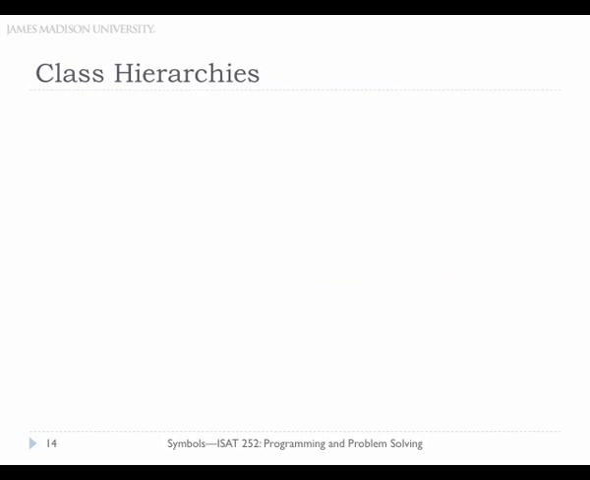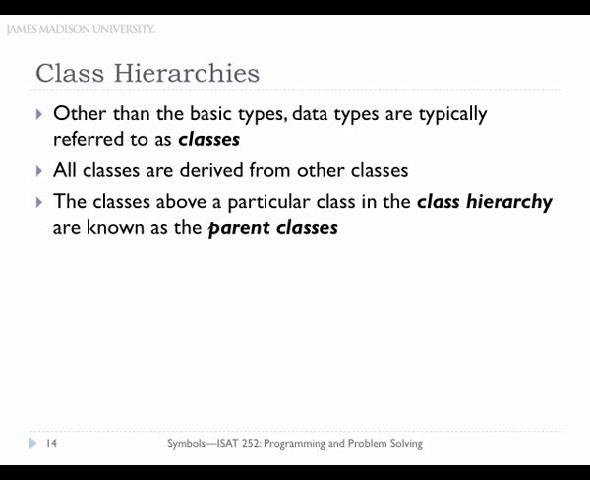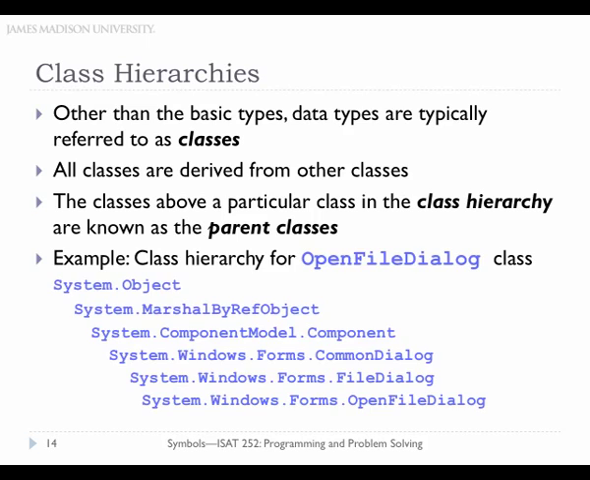So let's take a minute to talk about class hierarchies. Other than the basic types, data types are typically referred to as classes and not data types. All classes are derived from other classes, and that means that the classes that are above a particular class in the class hierarchy are known as parent classes. Likewise, below them in the hierarchy are known as child classes. So we have these parent-child relationships.